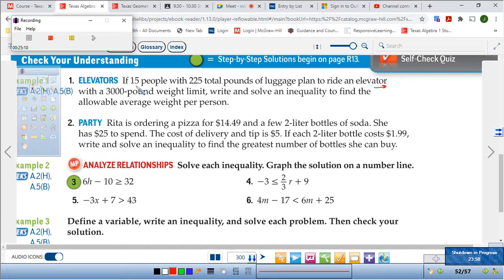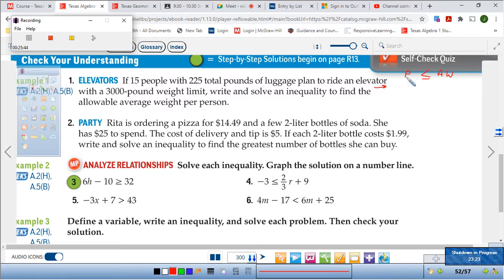Okay, so if you think about this real quick, if 15 people with 225 total pounds of luggage plan to ride an elevator with a 3,000 pound weight limit, write and solve an inequality to find the allowable average weight per person. So here we go. We'll go with the people and the allowable weight. I'll go with the allowable weight of the elevator to be, how about this, less than the people, right? You want this one to be bigger.